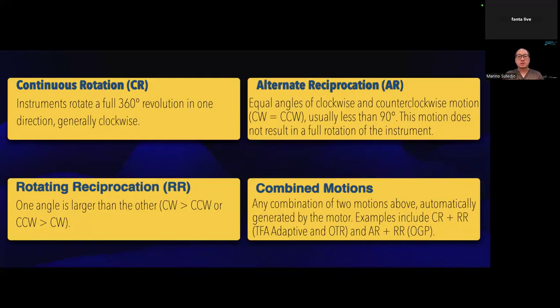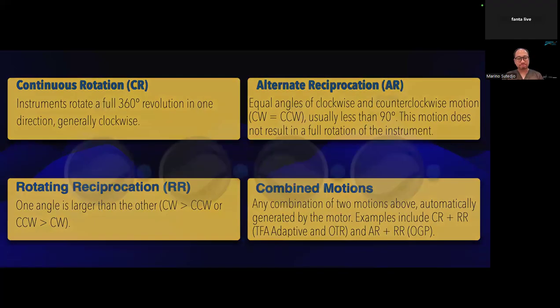We have heard about the TFA adaptive. We also heard about the OGP. We also have the OTR. It is something that combines one or two motions into one specific motion that is usually called the combined motion. So this type of movement is nowadays the type of motion that we have in this modern era, if we are talking about mechanical instrumentation instead of the manual one.